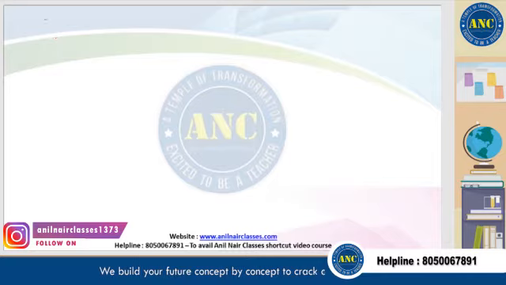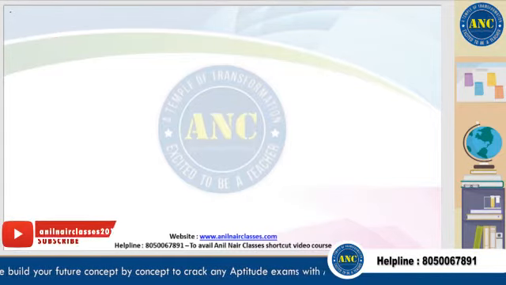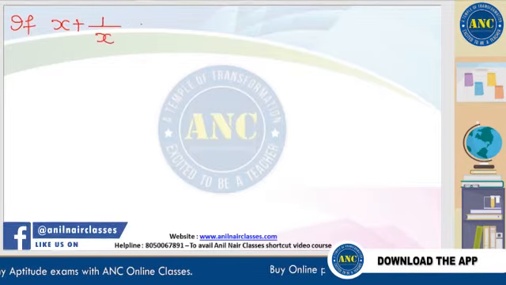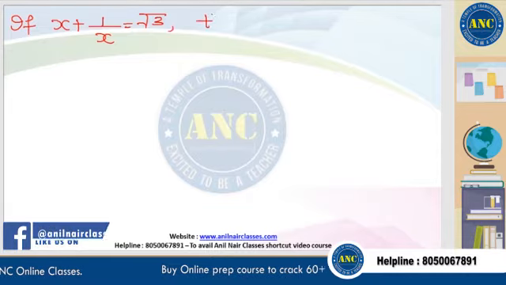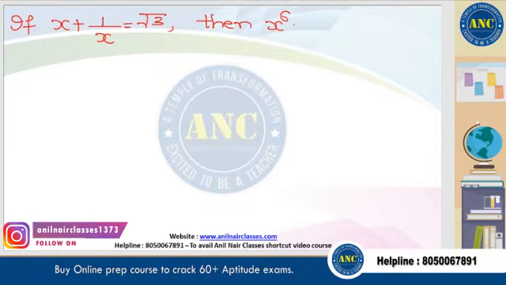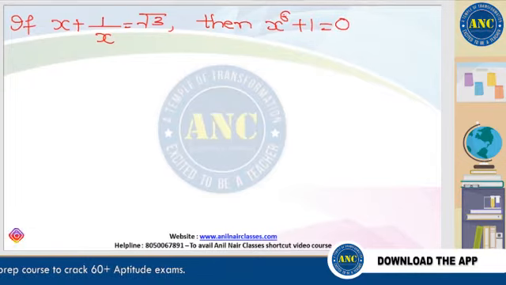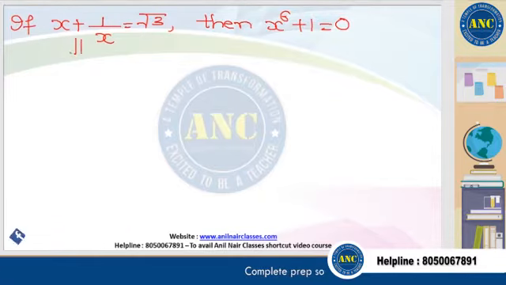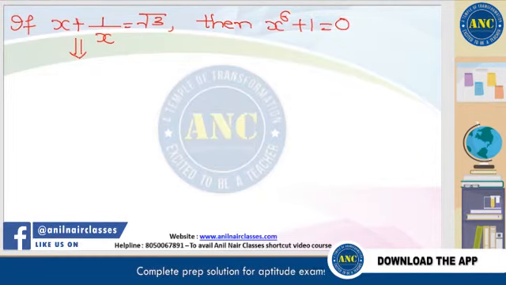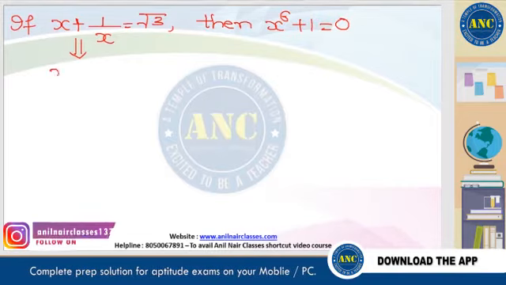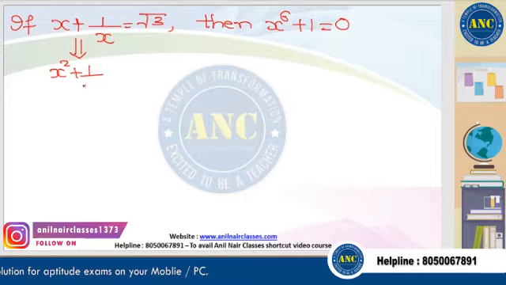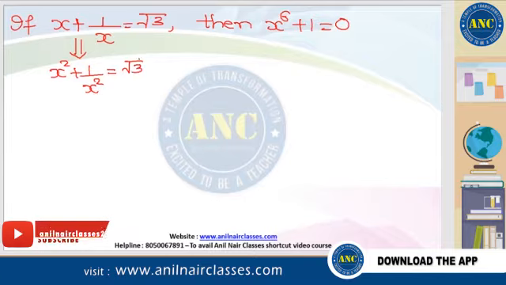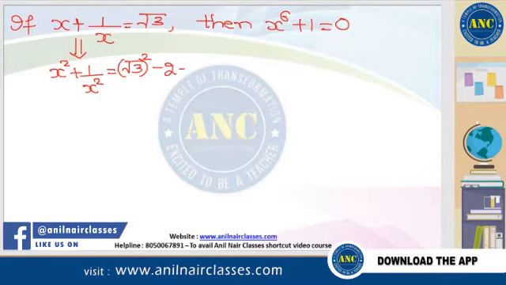Now see here, sir. I told you a couple of minutes ago that if x plus 1 by x is equal to root 3, then x power 6 plus 1 equals 0. We also proved it, right? Now, whenever I know the value of x plus 1 by x, I can easily find the value of x square plus 1 by x square. It will be root 3 whole square minus 2, that is 3 minus 2, which is 1.